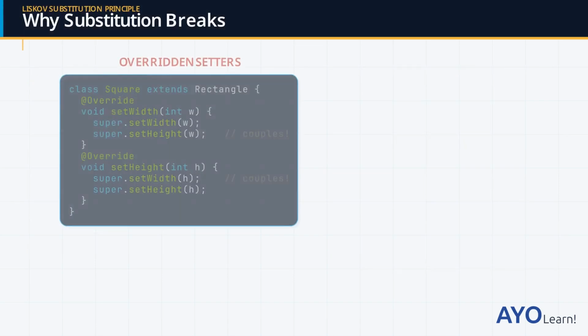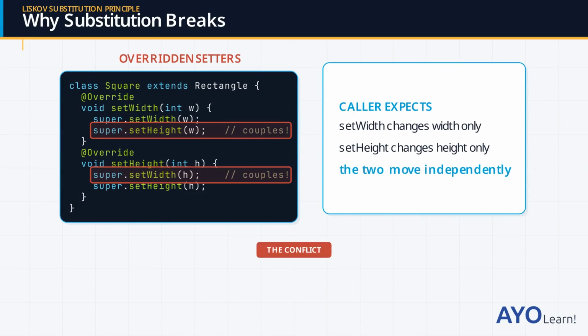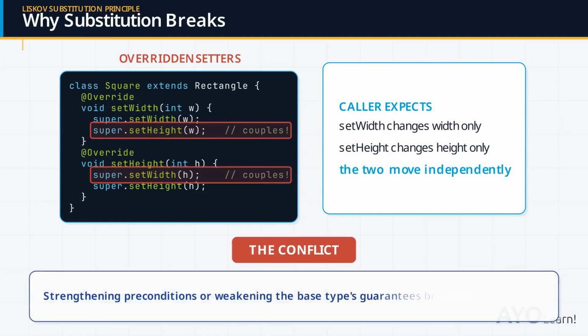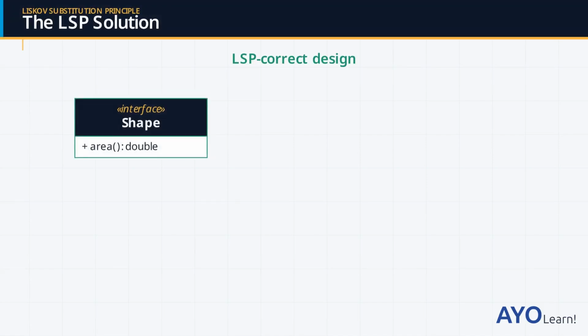Look at these overridden setters. The base type promises width and height move independently, but square secretly links them. That's the conflict. Strengthening preconditions or weakening the base type's guarantees breaks substitutability. Stop forcing square to be a rectangle.